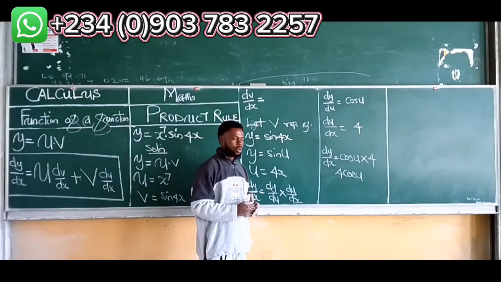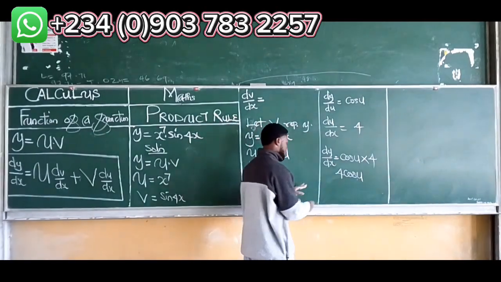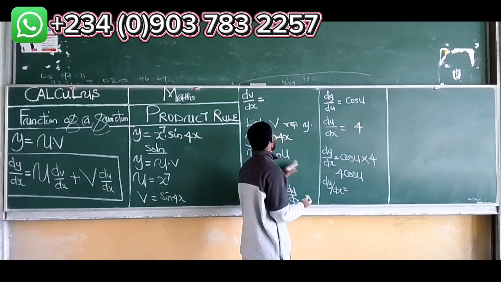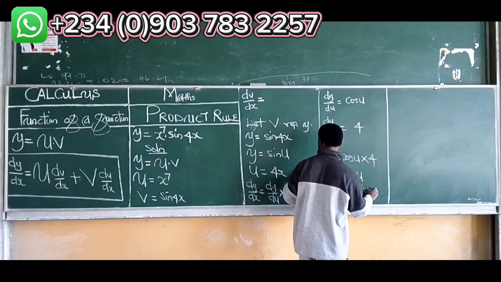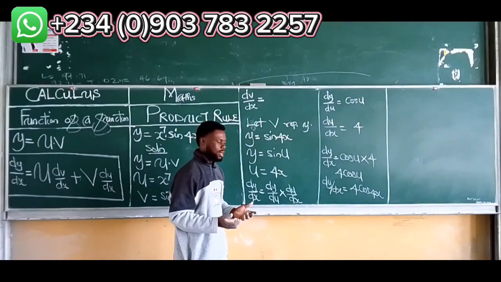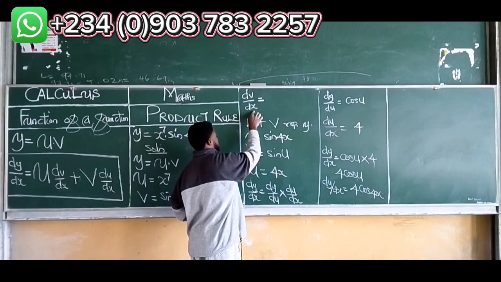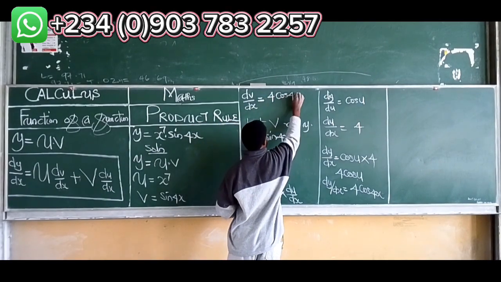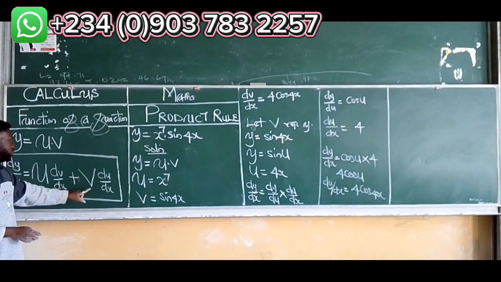What does u represent? u is equal to 4x. So because u is 4x, then dy over dx, which is the same thing as dv over dx, will give me 4 cos 4x. That is very simple. So dv over dx becomes 4 cos 4x. We have gotten this. Now the next is du over dx.